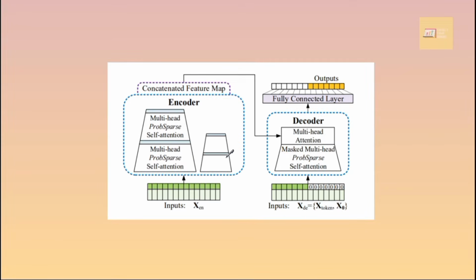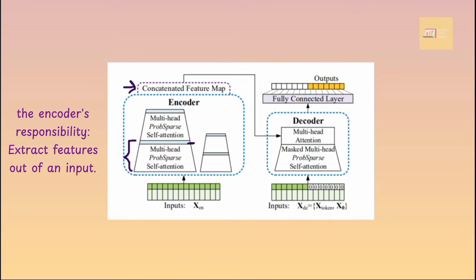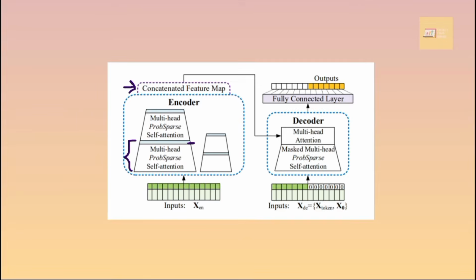Okay, now let's focus on the encoder. The encoder part consists of several encoder layers, and this counts as one layer. So the white and the thin blue trapezoid count as one layer. Each layer has two subparts. The first is a multi-head ProbSparse self-attention, and the second one, illustrated by the thin trapezoid here, is the self-attention distilling operation. And then the output of the encoder would be a concatenated feature map. So the role of an encoder is to capture or take features from an input.